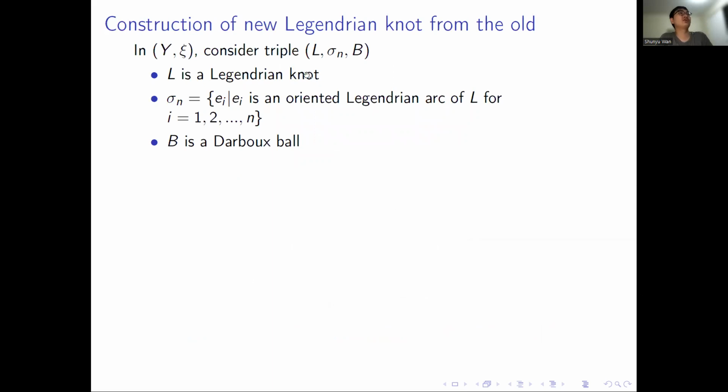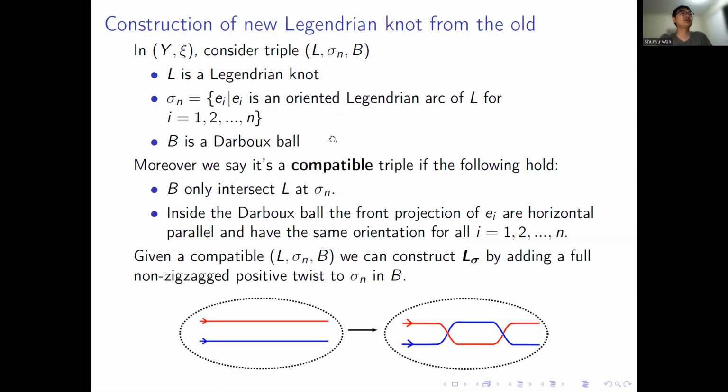We first consider a triple (L, sigma, B), where L is a Lagrangian knot, sigma is a collection of oriented arcs of the Lagrangian knot L, and B is a standard double ball. We say this triple is a compatible triple if the following holds: the standard double ball only intersects the Lagrangian knot at those Lagrangian arcs. Moreover, inside the double ball, the front projections of those arcs are horizontal, parallel, and have the same orientation.